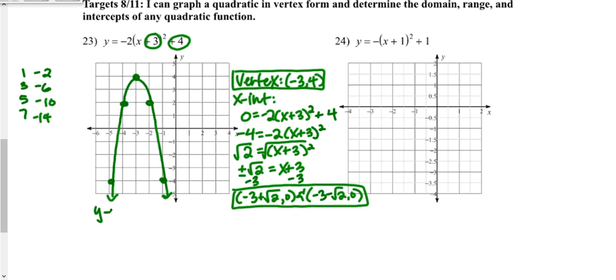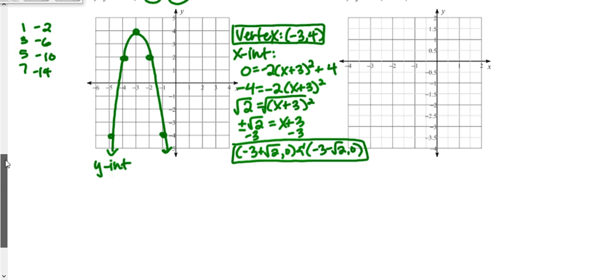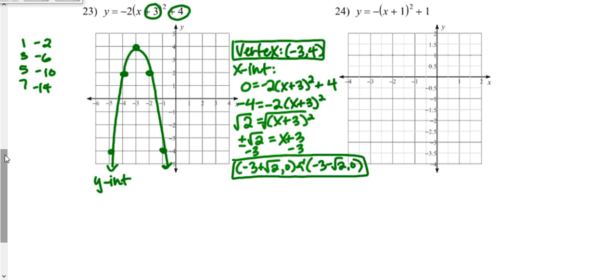For the y-intercept, we plug in 0 for x. So we have y equals -2(0 plus 3) squared plus 4. And so that would be 9 times -2 is -18. That would be -14. But we're going to write that as a point. So 0, -14. And that doesn't help us with our graph because that's off the graph.